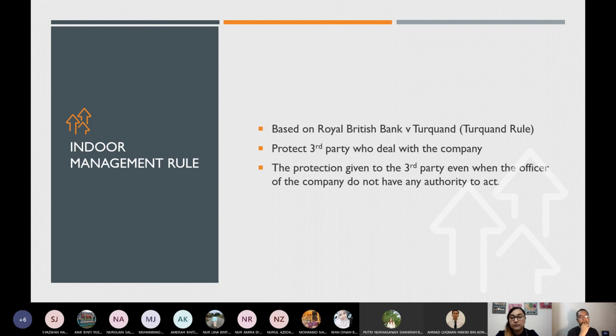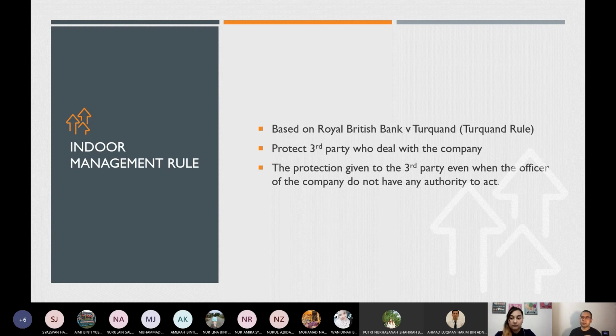Okay. Now, why does the law have this Turquand rule? Basically, this principle says that any third party who deals with the company is protected, even though the officer of the company does not have any authority to act on behalf of the company. Meaning, for example, in a company you have directors. Most of the time, these directors have their own discretionary powers, meaning they have a limit to their powers.